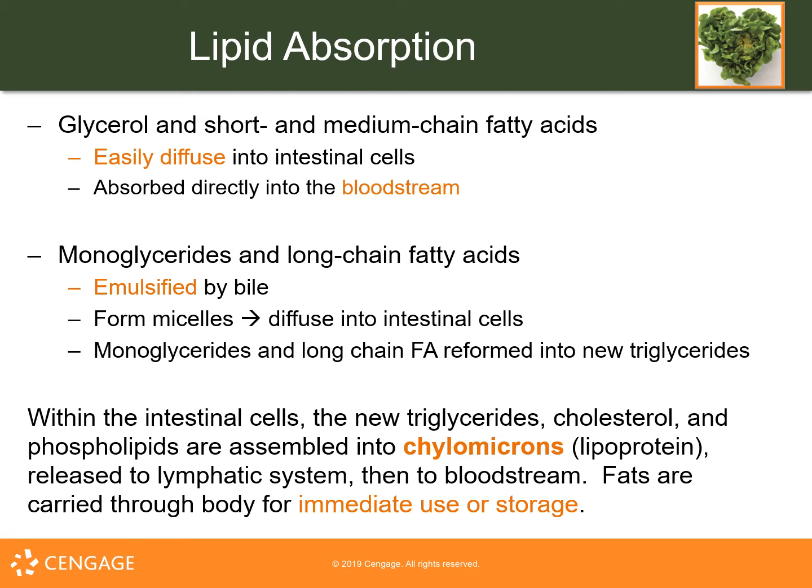Within the intestinal cells, the new triglycerides, cholesterol, and phospholipids are assembled into chylomicrons, released to the lymphatic system, then to the bloodstream. Fats are carried through the body for immediate use or storage. A chylomicron is a cluster of lipids and protein used as a transport vehicle for fats.